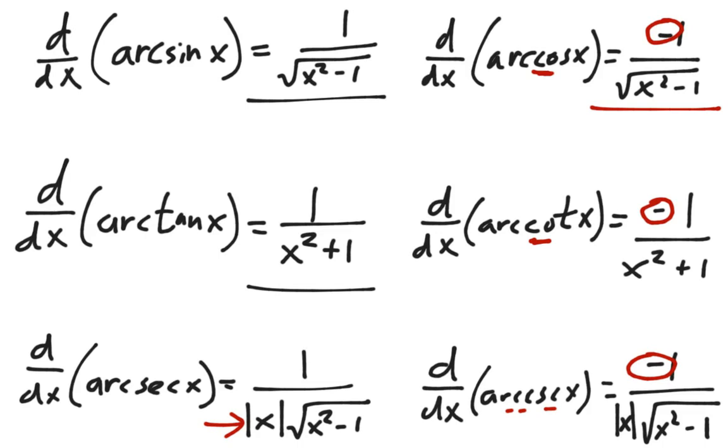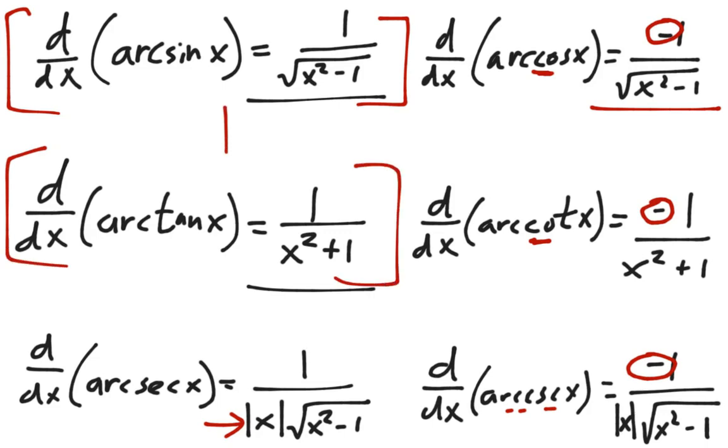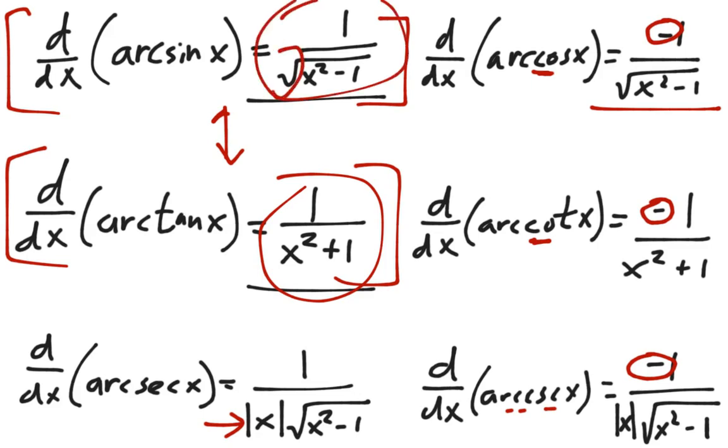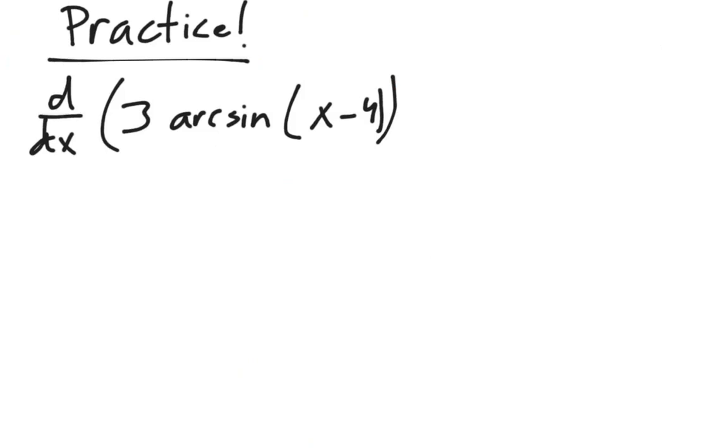And so I kind of like to remember these. If you switch the order of arctangent and arcsecant, just switch the order, then it goes from least complicated to most complicated, because this is just a fraction. This is a fraction with a square root, and this is a fraction with a square root and an absolute value. So that's how I kind of remember which is which. However you want to remember it best is totally up to you, but you got to know them. Sorry. All right, let's practice a little bit.